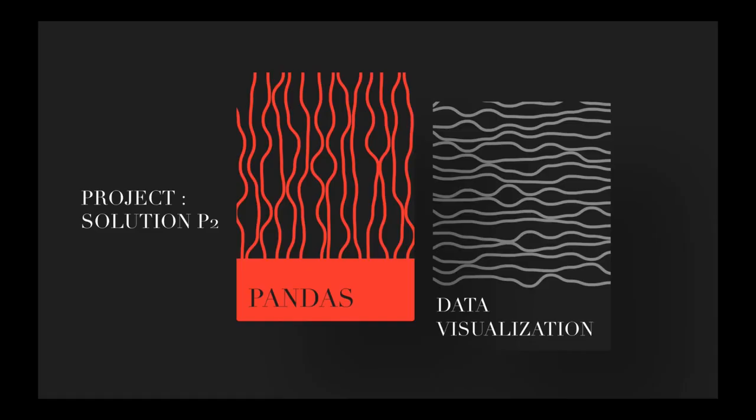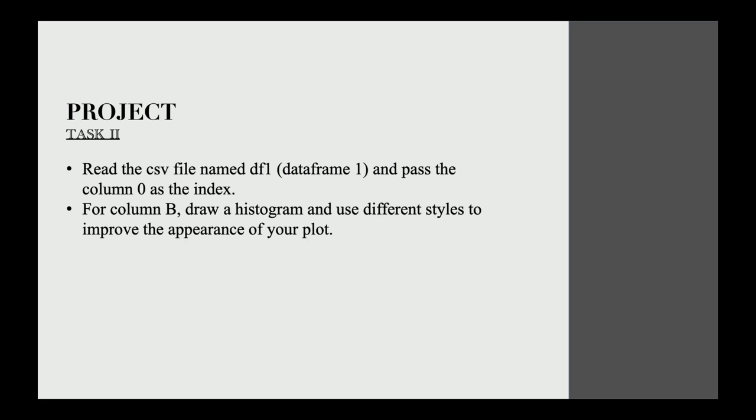Thank you. Hi guys, welcome back to our course on data visualization with Pandas. Today we are going to solve the second task of our project. So let's get started. So our second task is read the CSV file named DF1, that is data frame 1, and pass the column 0 as the index while reading it. For column B, draw a histogram and use different styles to improve the appearance of your plot. So these are the two subtasks under the task 2.